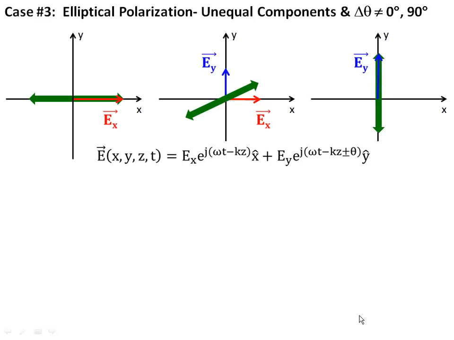The final case I want to look at is known as elliptical polarization. This is the most general case. In this case, the x and y components of the vector are unequal, they're not the same, and the phase difference is something other than 0 or 90 degrees. Essentially, in this case, what happens is you have an x component, over time a y component grows, and you get a rotation of the vector.